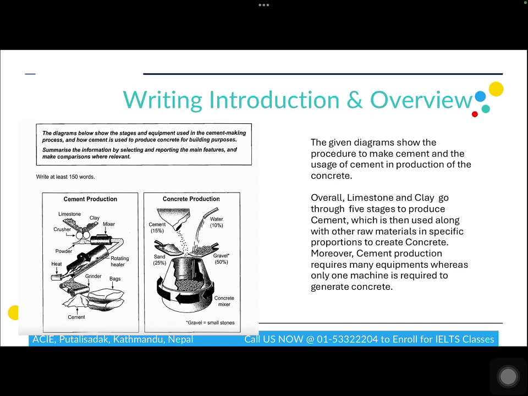Again, in the introduction part, there's no such thing as key components here. So we are just going to quickly rephrase or paraphrase the question that has been given, right? And that is all about writing the introduction in this question. The given diagram show the procedure. So instead of using the word process, I have used the word procedure to make cement, and the uses of cement in production of concrete, pretty much simple and straightforward.